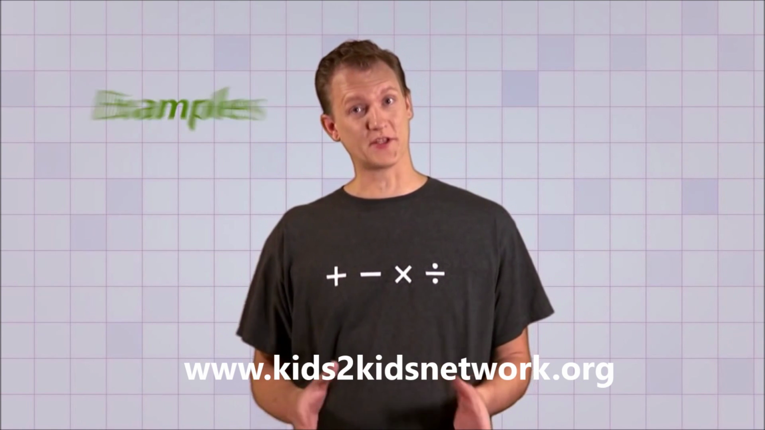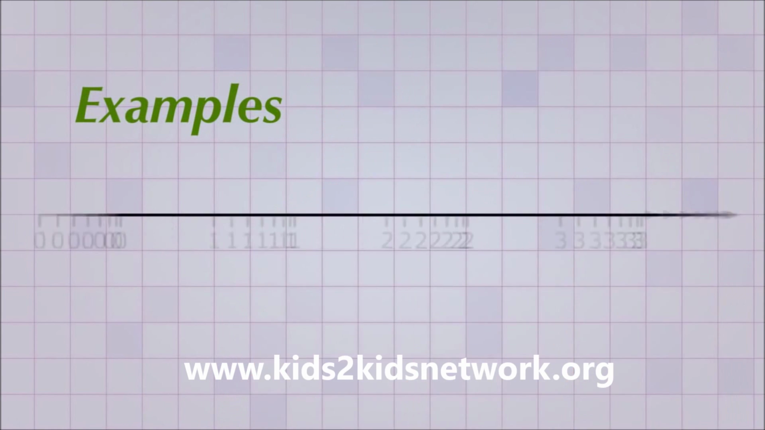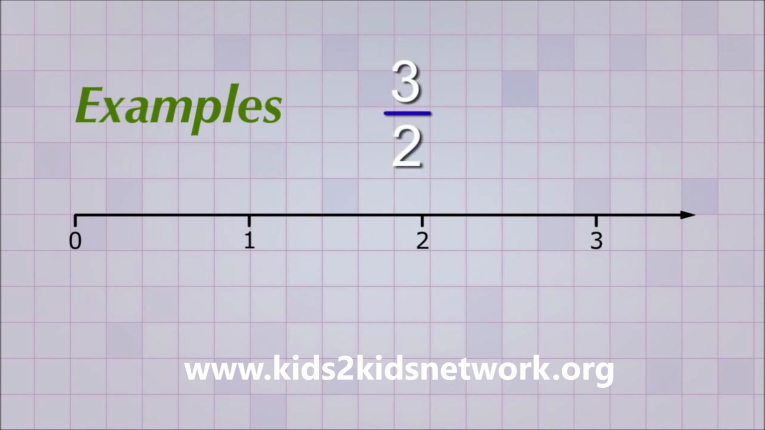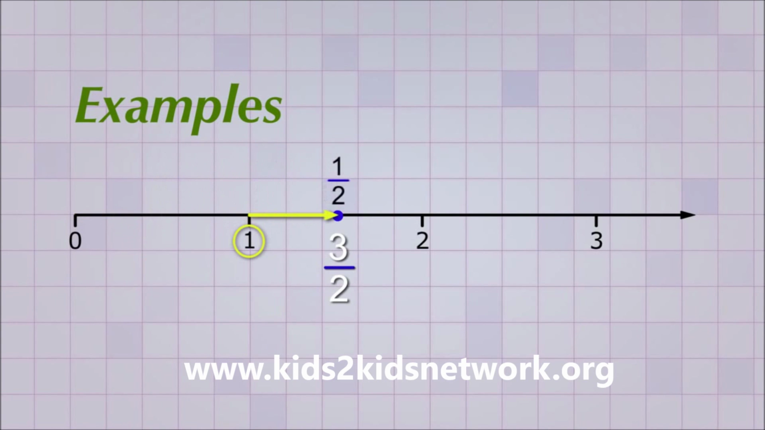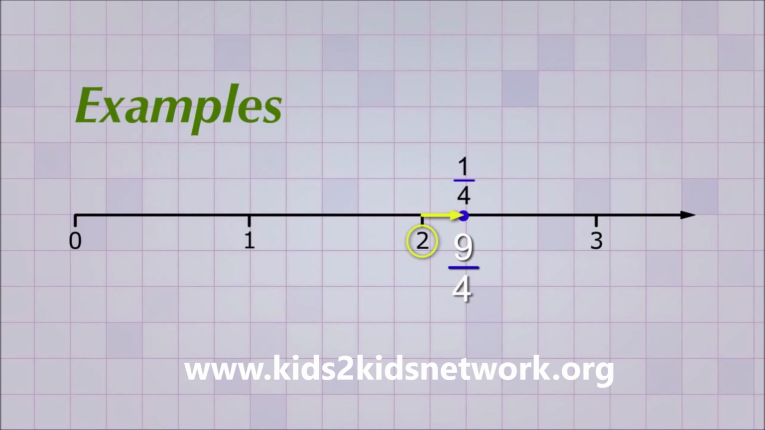As always, a few examples will help this make sense. The improper fraction 3/2 is right here on the number line. That means that it's just the combination of the whole number 1 and the proper fraction 1/2. The improper fraction 4/3 is right here on the number line. That means that it's just the combination of the whole number 1 and the proper fraction 1/3. The improper fraction 9/4 would be right here on the number line. That means that it's just the combination of the whole number 2 and the proper fraction 1/4.